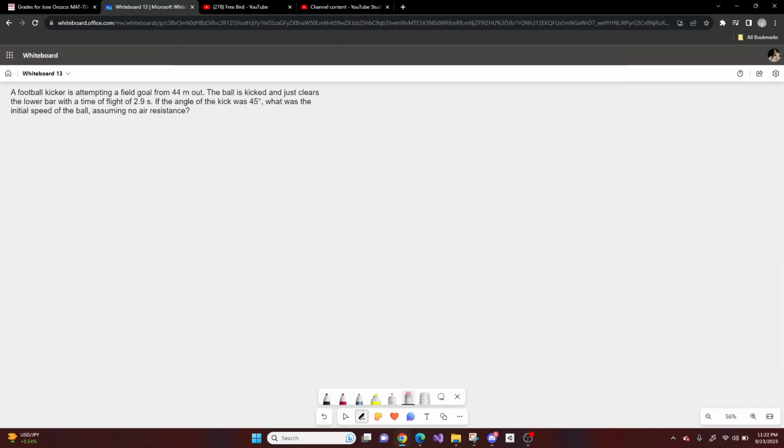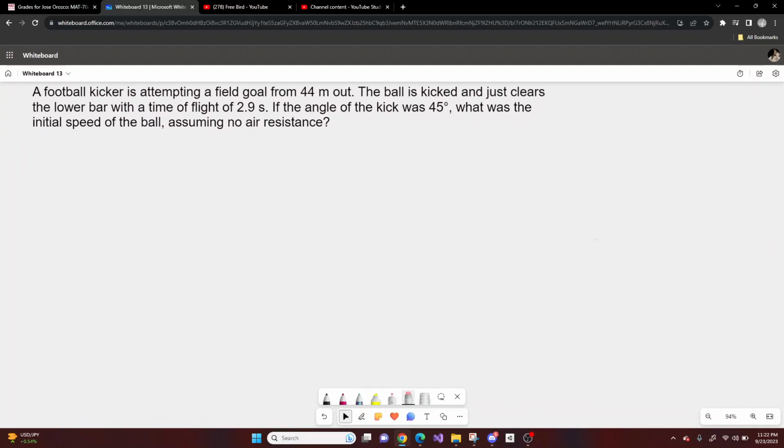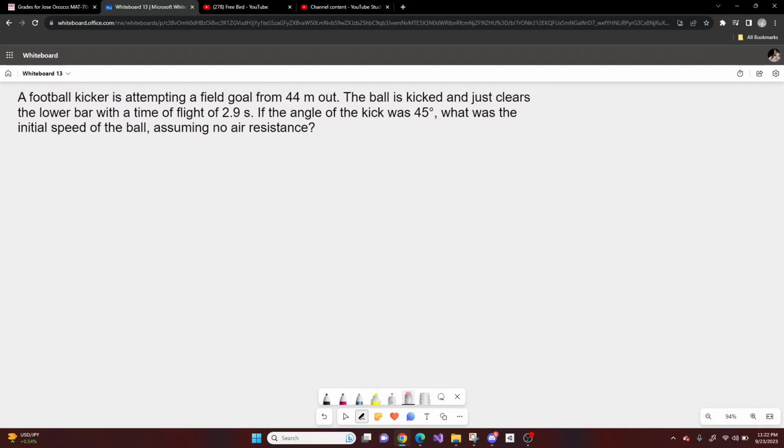Alright, in this video we're going to go ahead and cover another projectile motion question. This one's a little bit different. A football kicker is attempting a field goal at 44 meters out. The ball is kicked and just clears the lower ball with a time of flight of 2.9 seconds. If the angle of the kick was 45 degrees, what was the initial speed of the ball, assuming no air resistance?